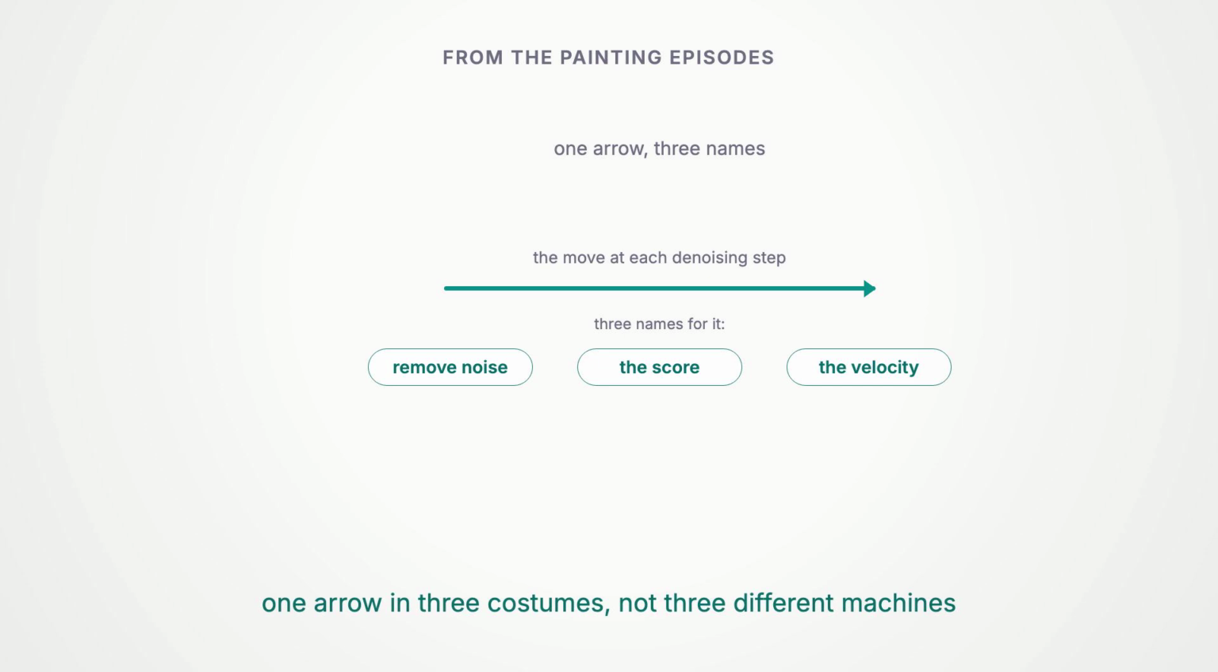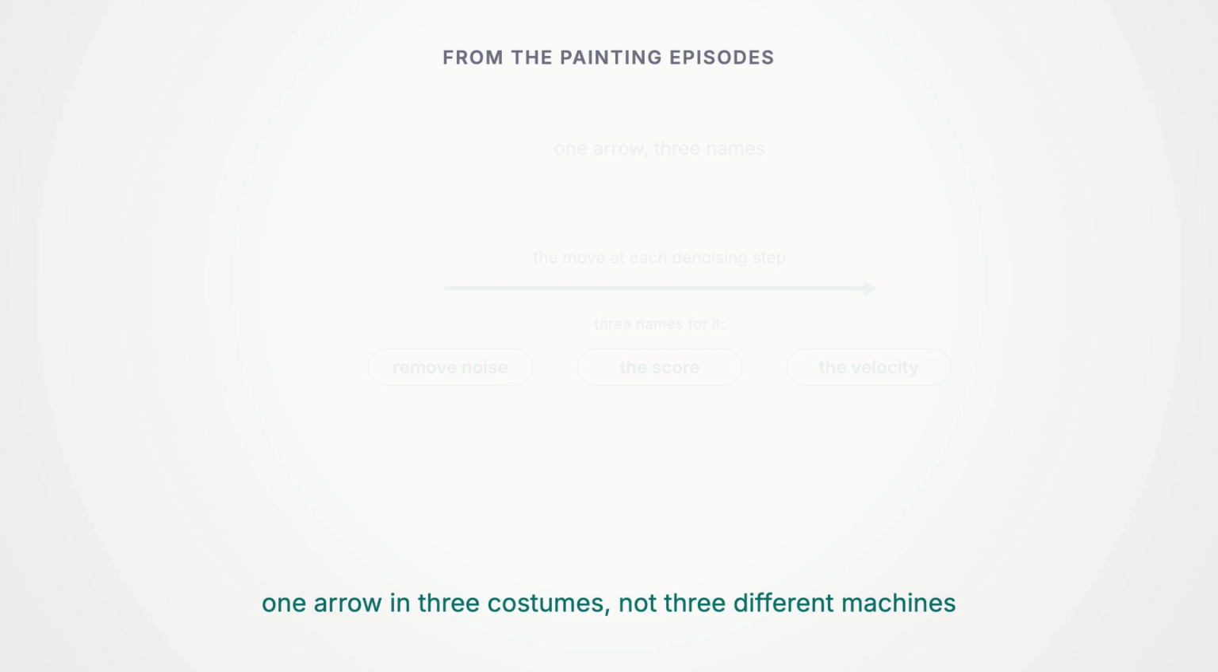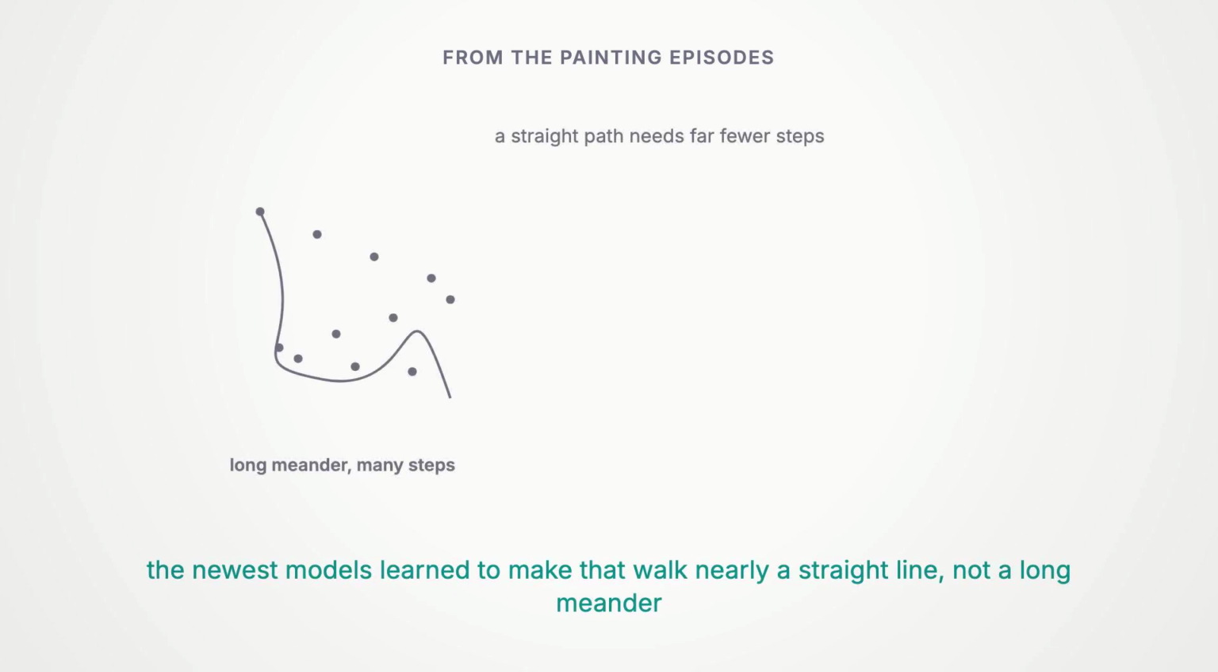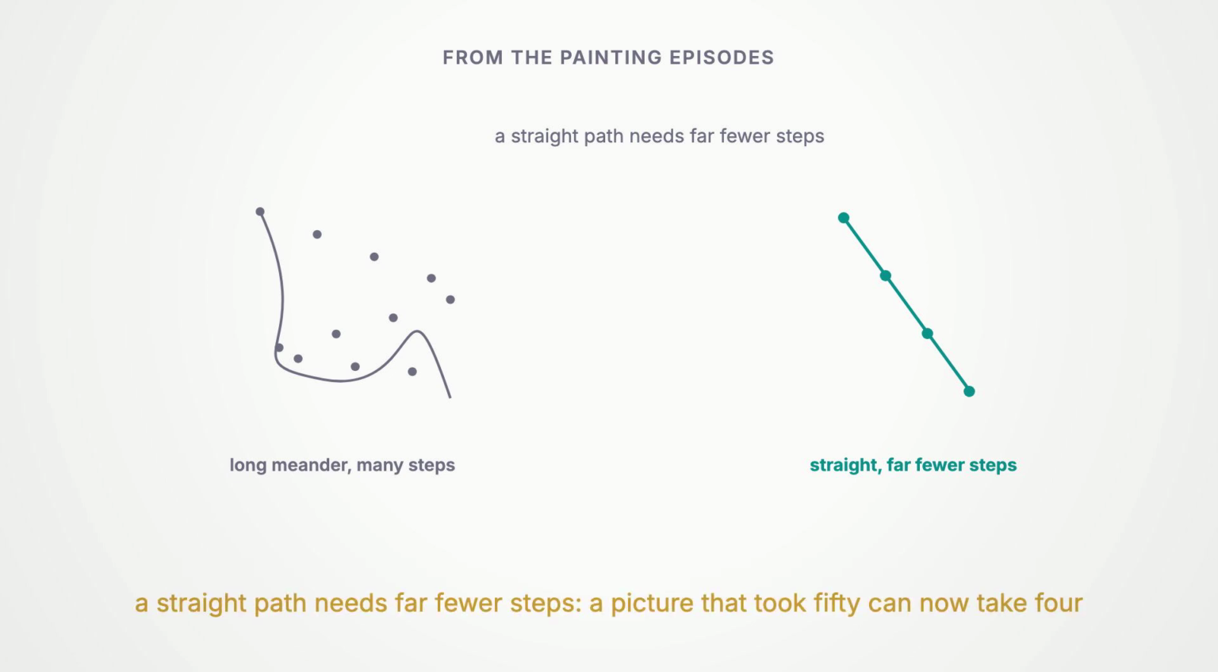With that parked, here is the only part that changes how your knobs behave. The newest models learn to make that walk nearly a straight line instead of a long meander, and a straight path needs far fewer steps. That single fact is why a picture that once took 50 steps can now take 4. And it is the reason the steps knob behaves so differently from one model to the next.